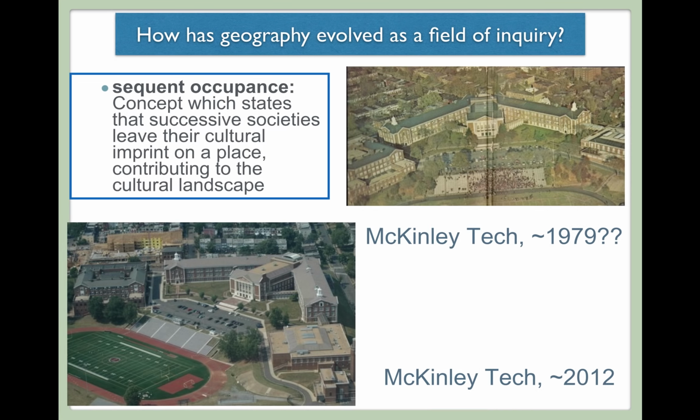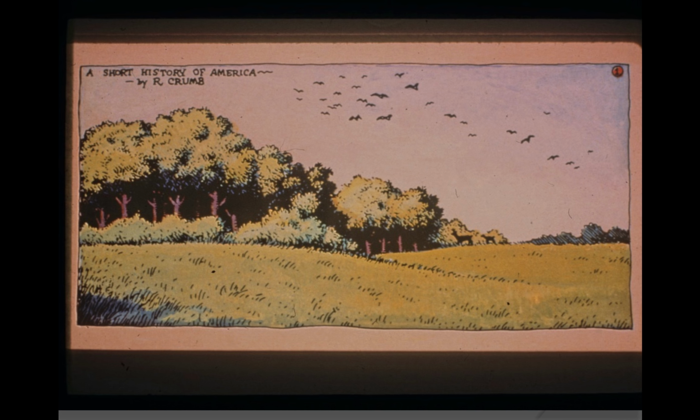So the actual definition of the concept states that successive societies leave their cultural imprint on a place. So this place right now, in approximately 2012, this McKinley Tech, is representative not just of the people who were here in 2012, but as well as the impact that the people in 1979 made on this place. Here's a different way of describing sequent occupance.